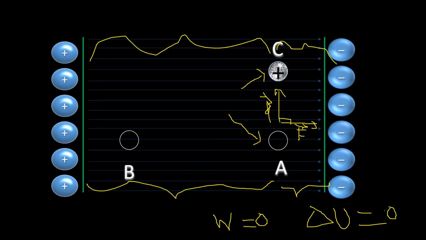But be careful, we are talking about delta U, the change in potential energy, and not absolute potential energy. So when I say that to take the charge from A to B I am spending 10 joule energy, I am not saying that the potential energy of the charge at B point is 10 joule. What it means is that whatever is the energy of the charge at A point will increase by 10 joule when it reaches point B. So it is delta U, and be careful about that.